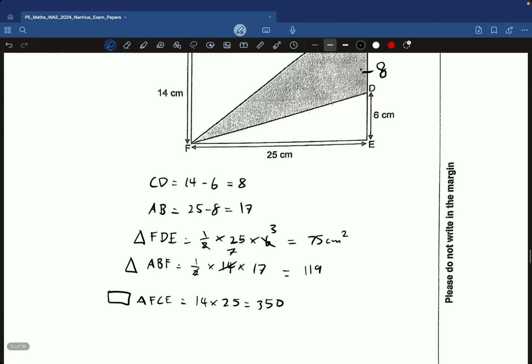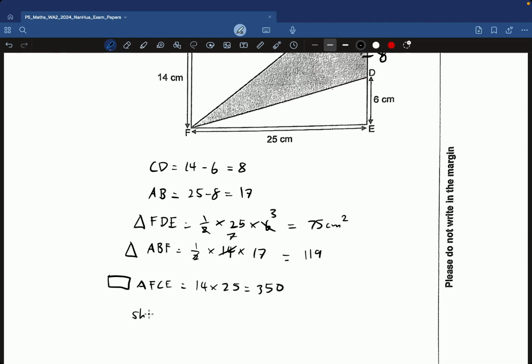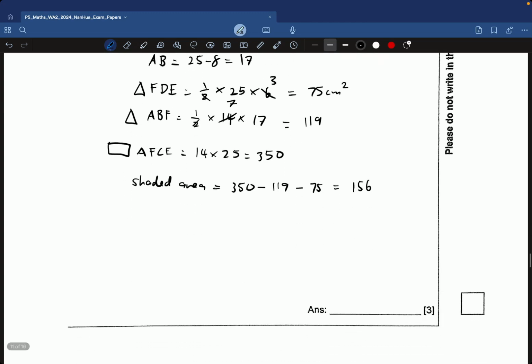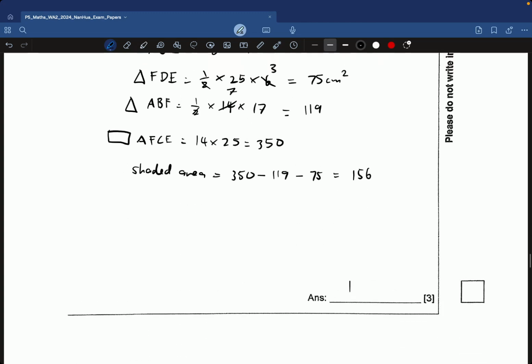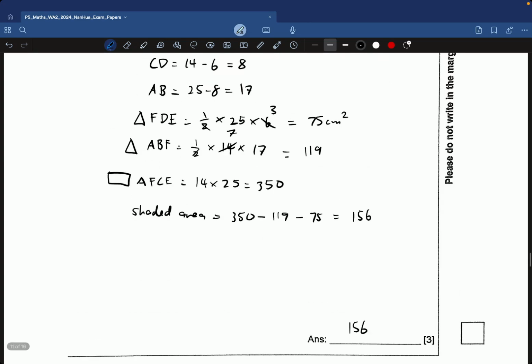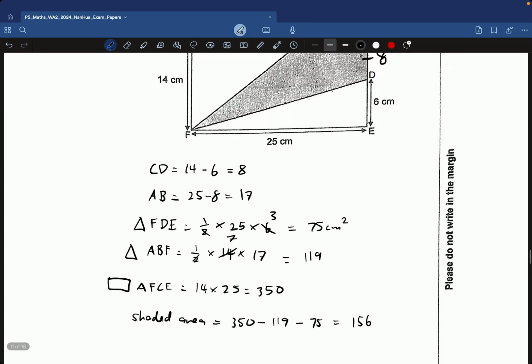Okay, and now to get the shaded area is basically getting the rectangle, which is equal to 350 minus 119 minus 75, which is equal to 156. So the answer to this is 156. Okay, so this is what I would call answer one, right? There's another way to do it. Okay, answer one.